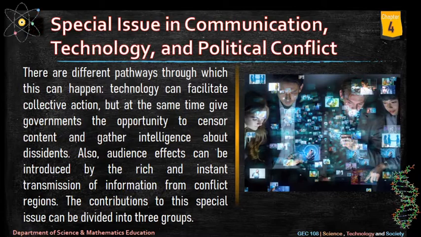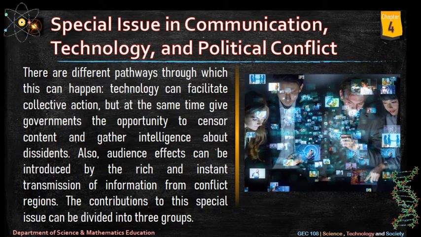Special issue in communication, technology, and political conflict. There are different pathways through which this can happen. Technology can facilitate collective action, but at the same time give governments the opportunity to censor content and gather intelligence about dissidents. Also, audience effects can be introduced by the rich and instant transmission of information from conflict regions.